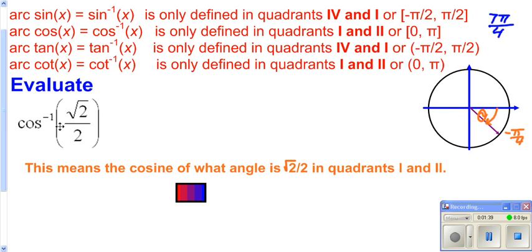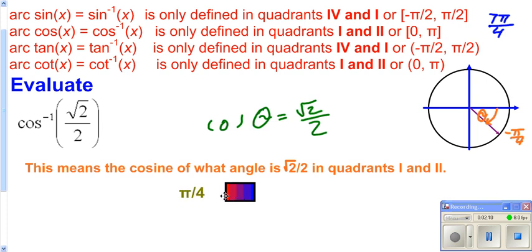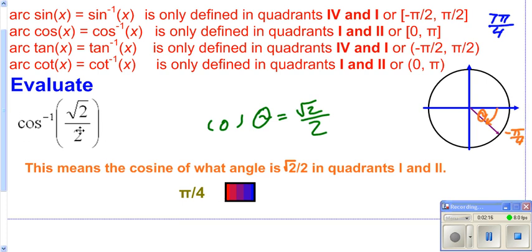Cosine inverse. Cosine inverse is an angle. That means the cosine of what angle is root 2 over 2. And since it's a cosine inverse, you've got to limit yourself to quadrants 1 or 2. So it really means cosine of some angle is root 2 over 2. You could write it like this or think of it in words, it doesn't make a difference. But when you limit yourself to only quadrants 1 and 2, and you think about where cosine is equal to root 2 over 2, you just get pi over 4. That's your answer. That's the angle being represented by this statement over here.